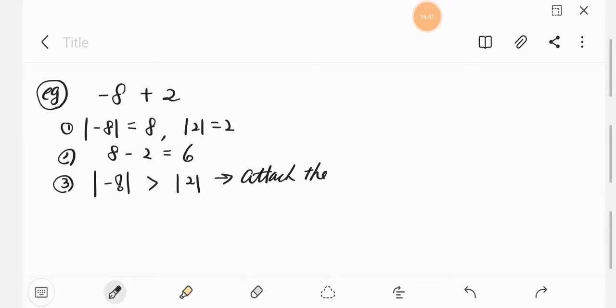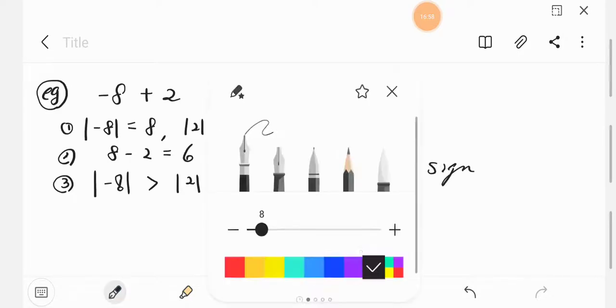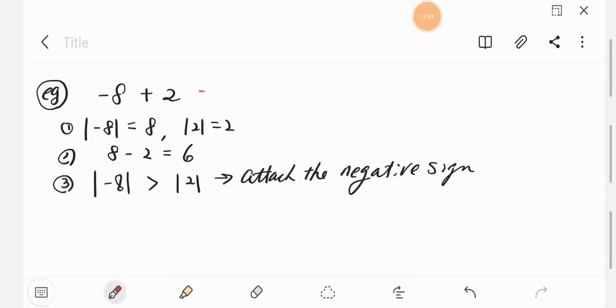Because the absolute value of negative 8 is greater than the absolute value of 2, so take the sign of negative 8, which is negative. So attach the negative sign. What's the answer for this one? The result is 6, but we're going to put the negative sign. Okay, let's try another one.